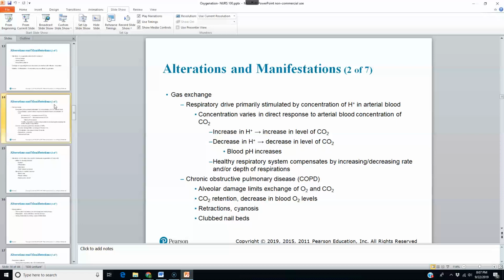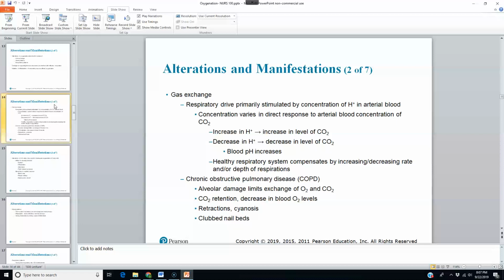And these are, again, just what we talked about. Gas exchange kind of summarizes what we talked about. Respiratory drive is primarily stimulated by the concentration of hydrogen ions in arterial blood gases. I won't get into that because we will talk specifically about blood gases in 8B when we talk about oxygenation.